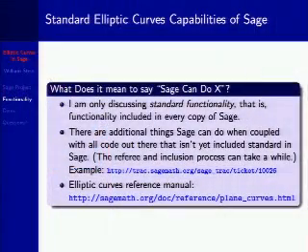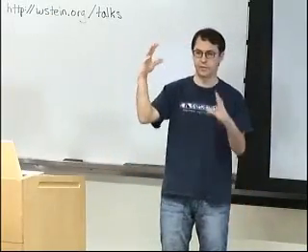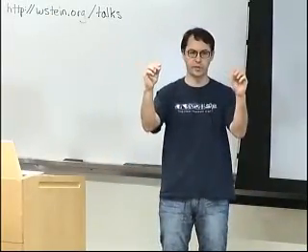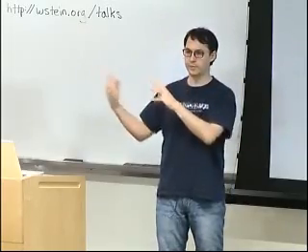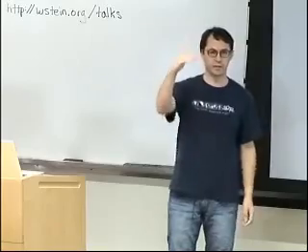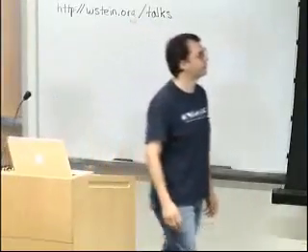OK, so now on to the second part of the talk. I'm going to give you an overview of functionality for computing with elliptic curves. Really basically a list. I'll divide it into a couple of parts. First, elliptic curves over the rational numbers. Then elliptic curves over finite fields. And finally, elliptic curves over number fields. And I'll just give a list of capabilities and say something about each. And then when I'm finished with that, I'll demo some of these live.